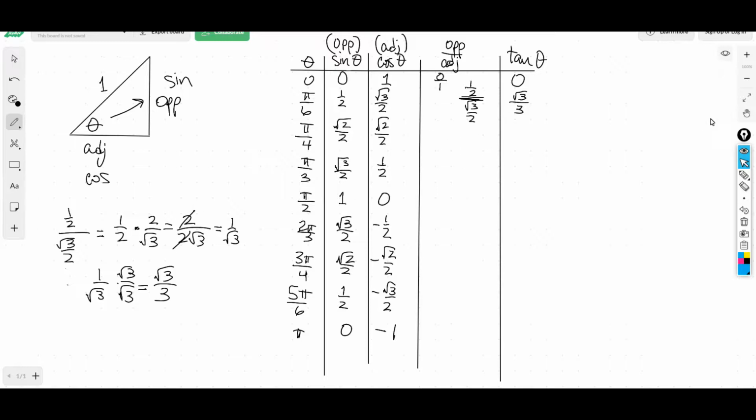Then pi over 4, I have square root of 2 over 2, and that's my opposite, over square root of 2 over 2. Well, we should recognize that that is simply 1, because those cancel out. Pi over 3, square root of 3 over 2, over 1/2. I'm going to multiply my numerator by my reciprocal, the flip of this fraction. These guys cancel out, and so I just simply get square root of 3.